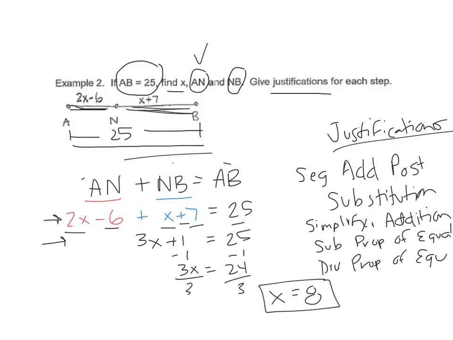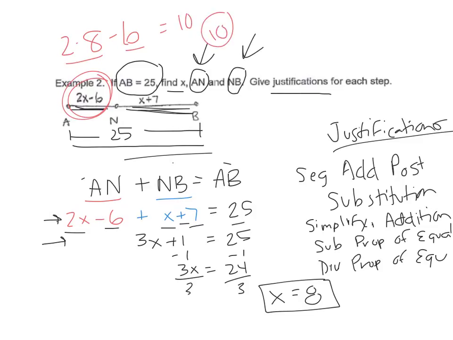But I also have to find AN and NB. In order to do that, I need to plug in x is 8 right here. So it's going to be 2 times 8 minus 6. 16 minus 6 is 10. So AN equals 10, which means if all the way across is 25 and this is 10, this has to be 15. Or I could plug in 8: 8 plus 7 is 15.